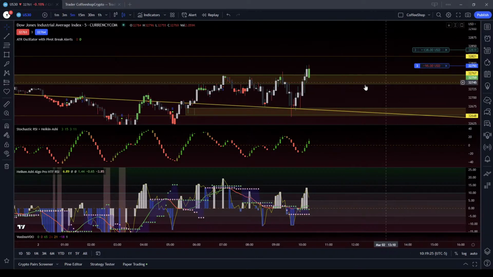So anyway, let me get out of this trade. I do like this trade, to be honest with you. I'm going to leave this one running. I know I'm in a minus, but whatever. It's a paper trade. It's just a test.